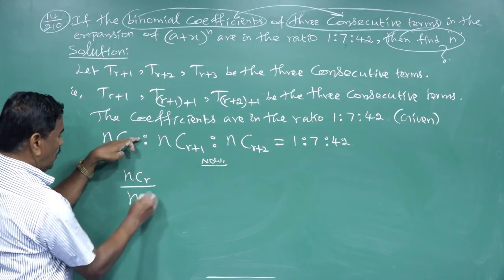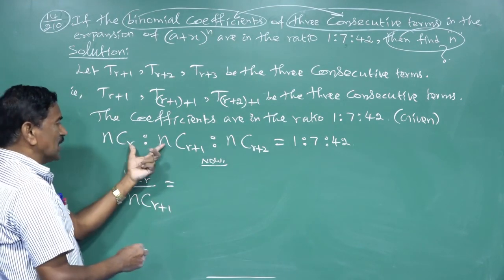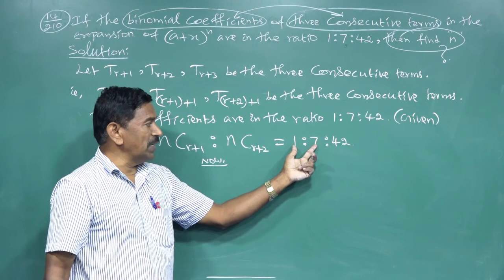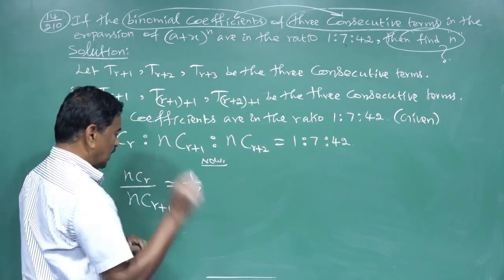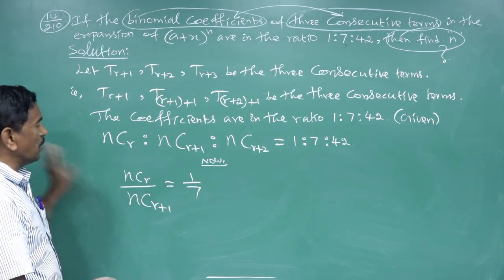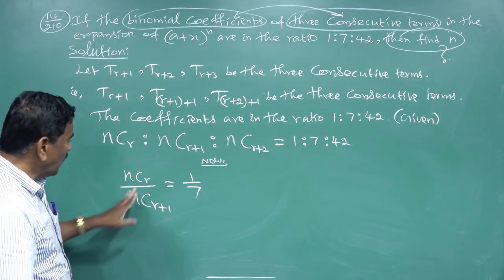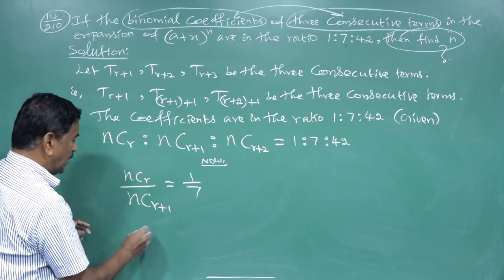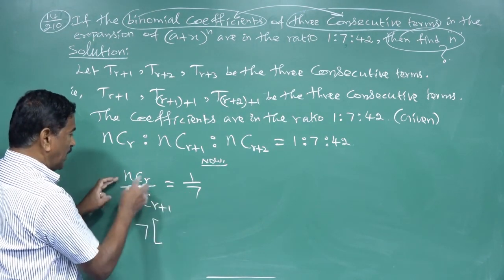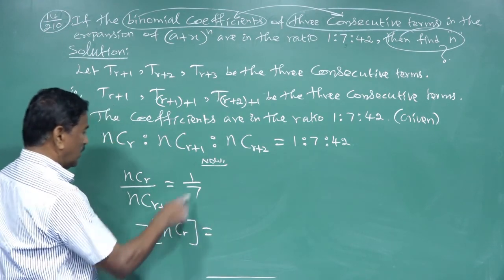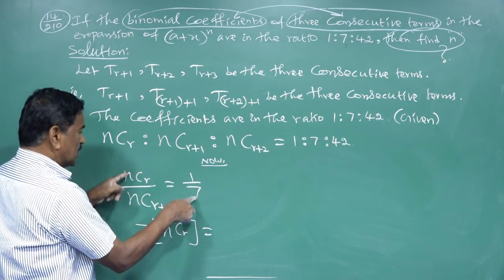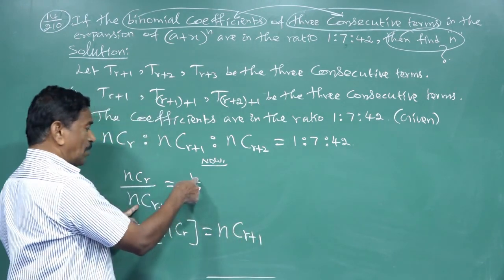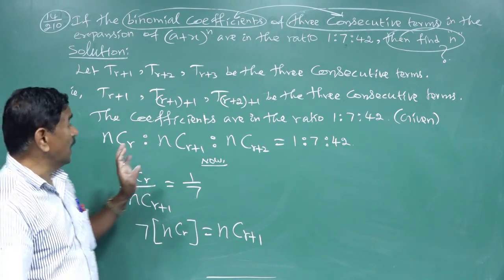nCr divided by nC r plus 1, which is equal to, considering the first two, 1:7, which is 1/7. Now, I want to simplify. Simplification is very simple. Before simplifying, I want to cross multiply for my convenience. By cross multiplying, 7 into nCr is equal to 1 into nC r plus 1. That's all. Cross multiplication is very simple.